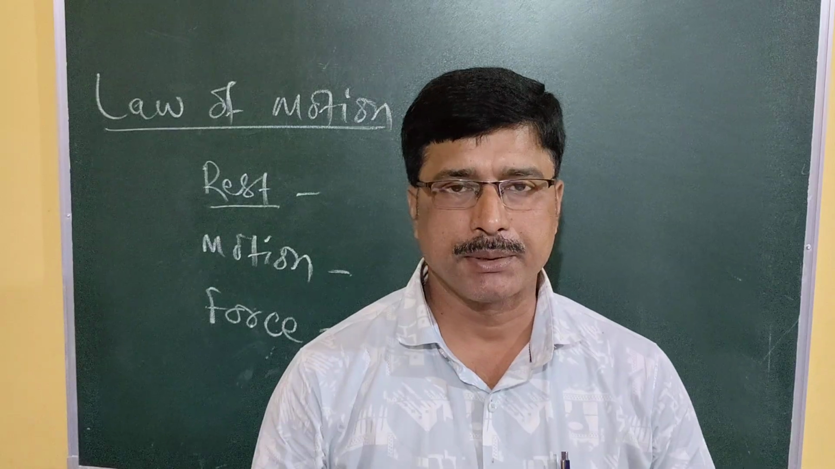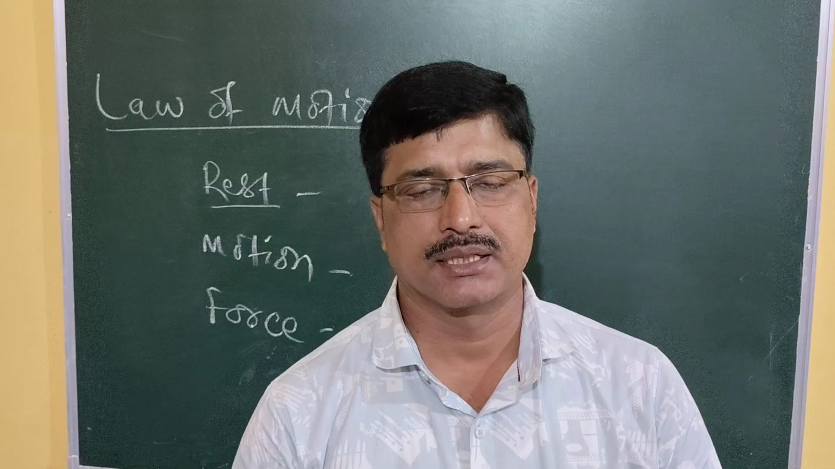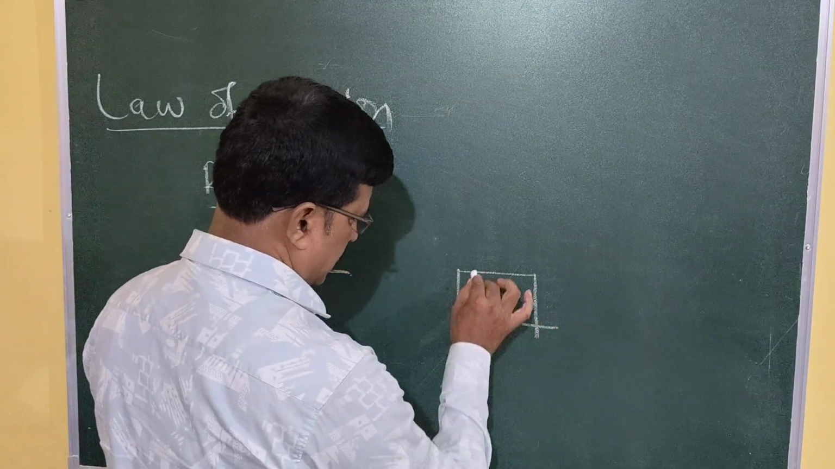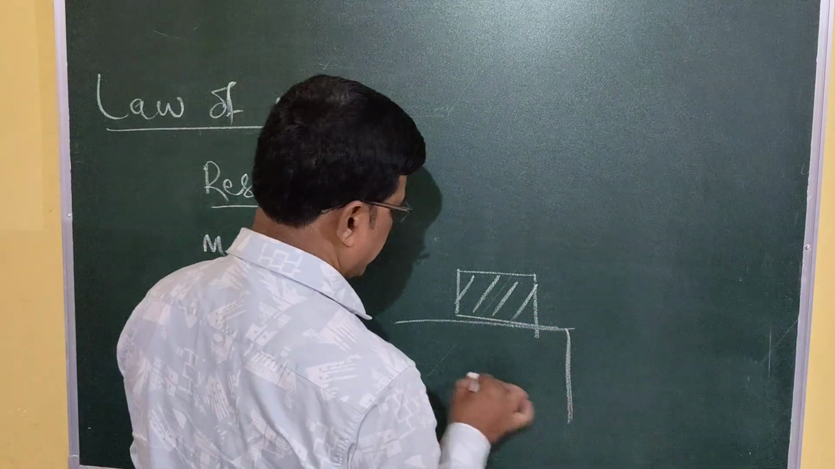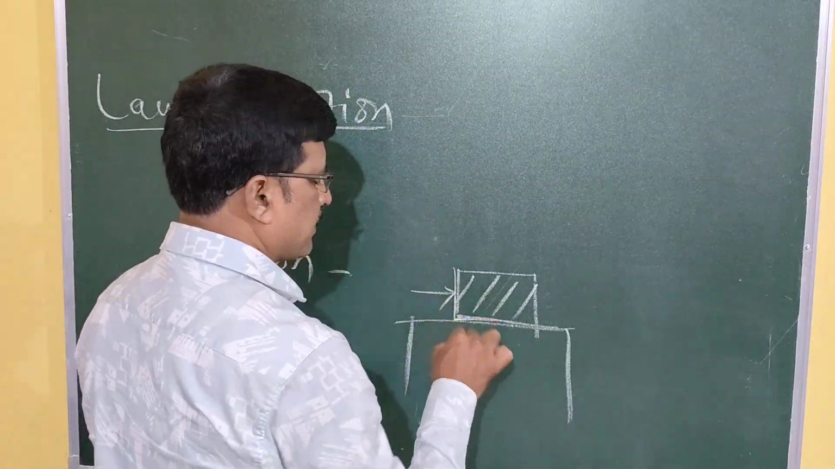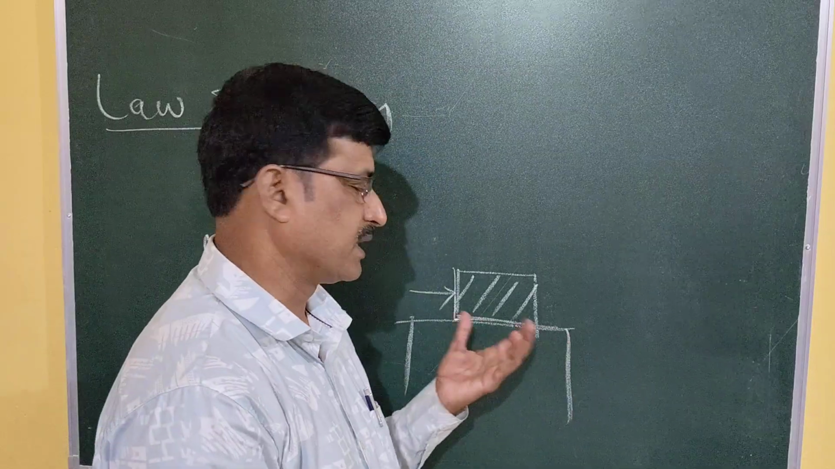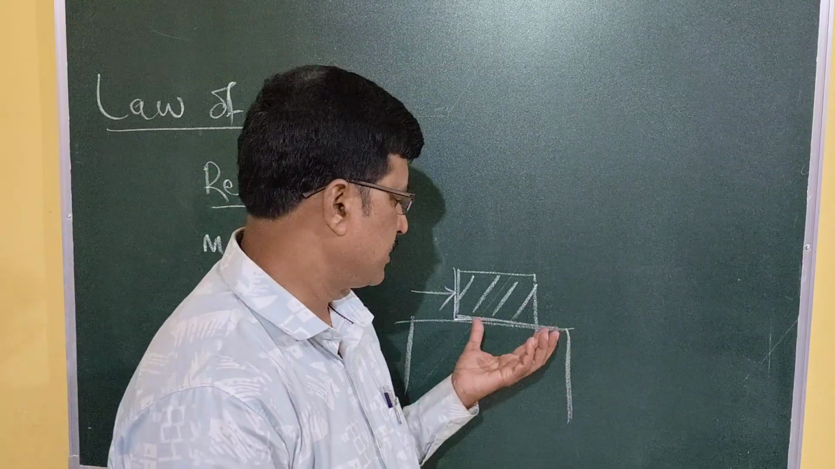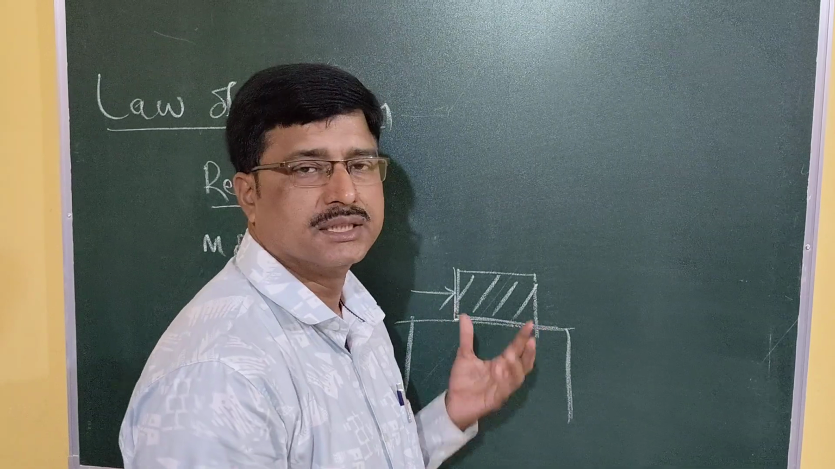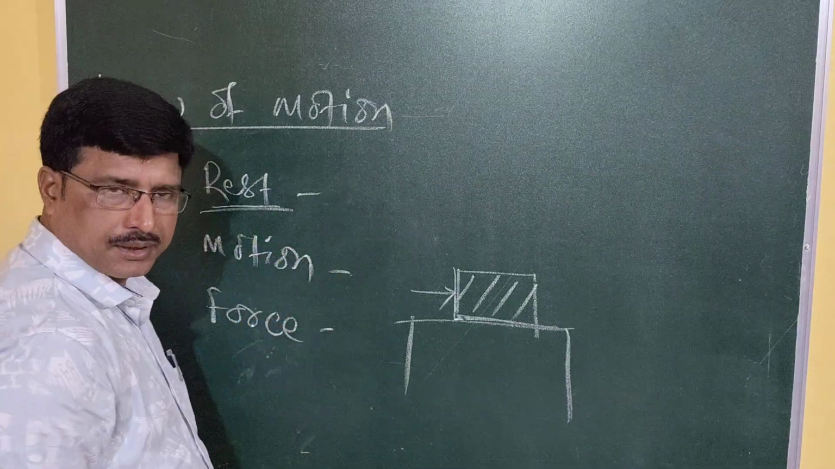Rest means if a body does not change its position with respect to time, then we can say that the body is at rest. That means we are considering a body which is placed over a table for a long time. Without applying any force, this body does not change its position from this place. So if a body does not change its position with respect to time, it is called at rest. This is our definition of rest.